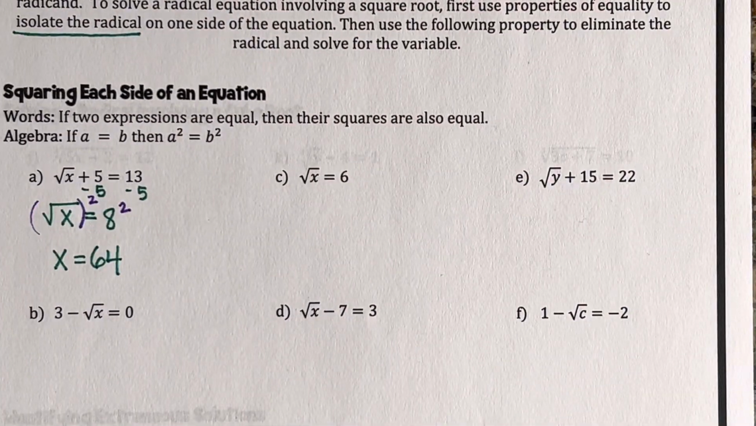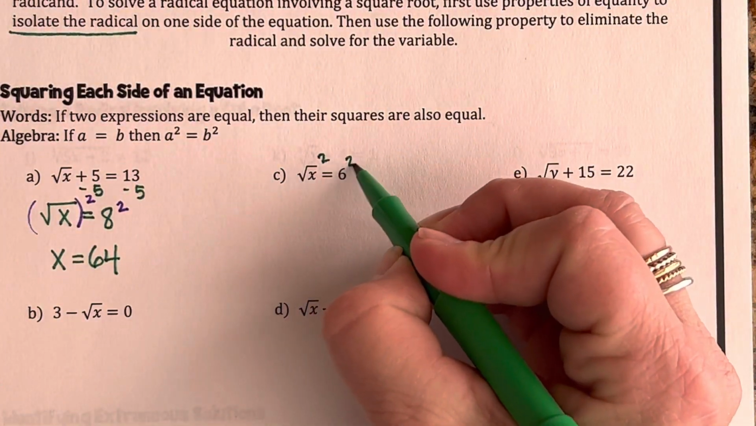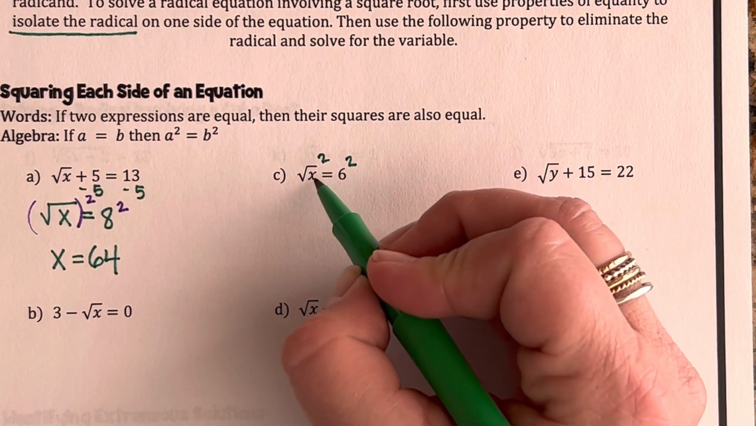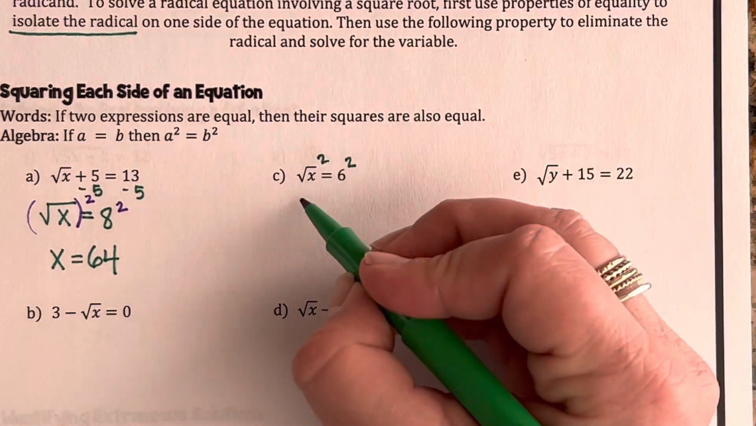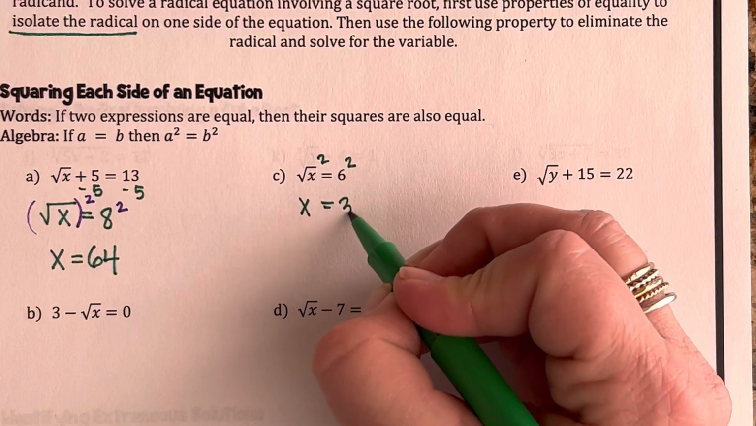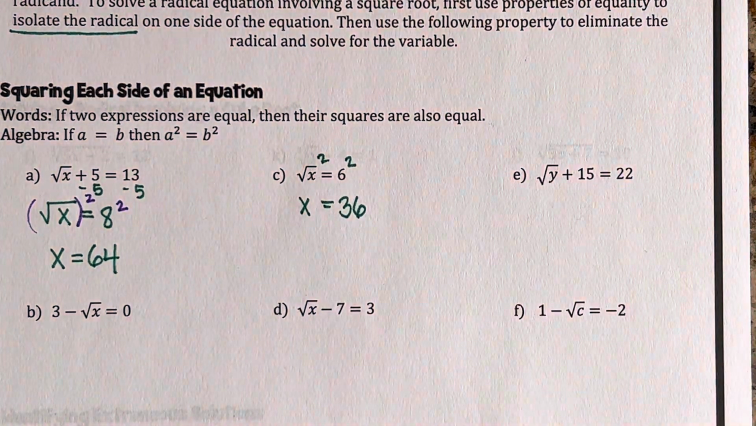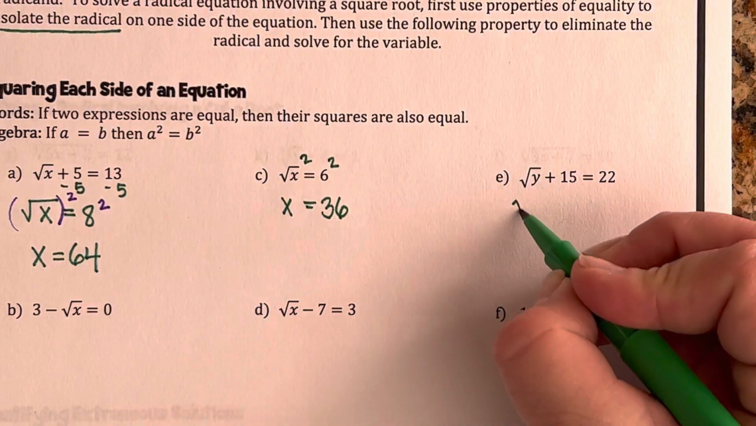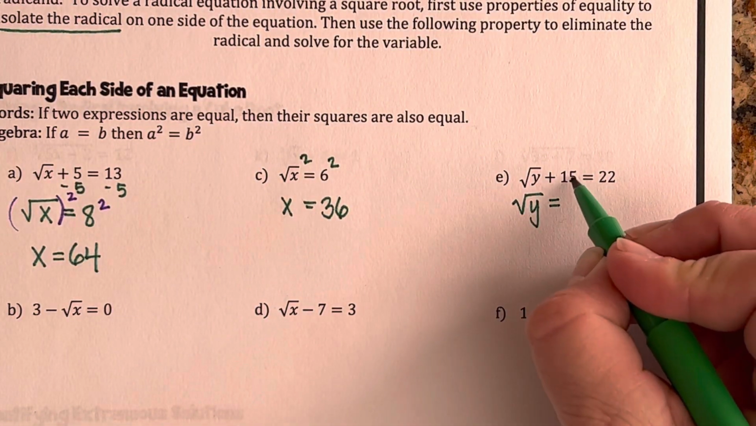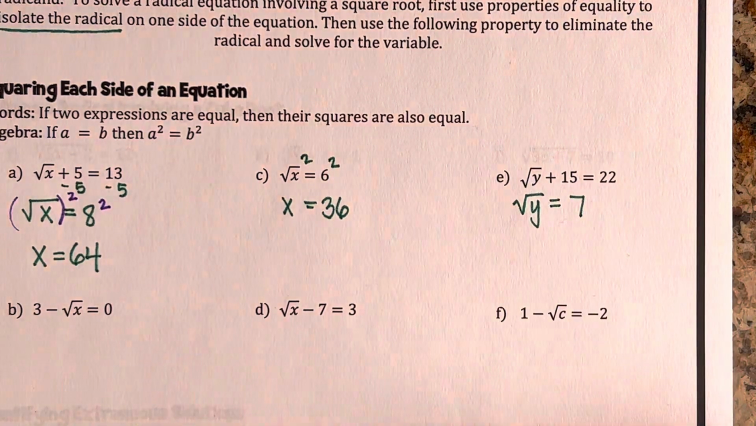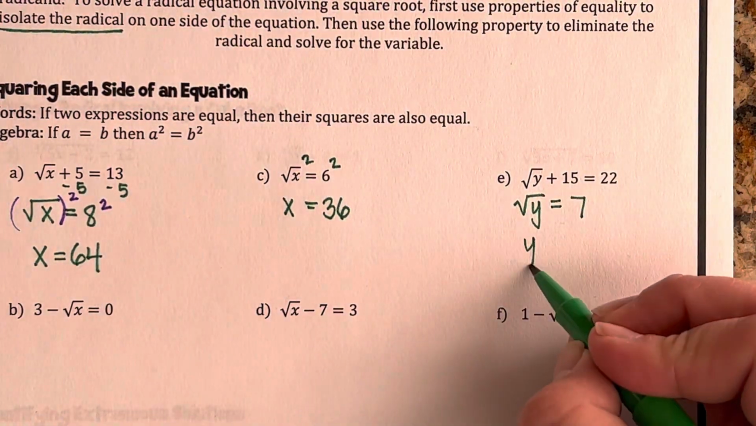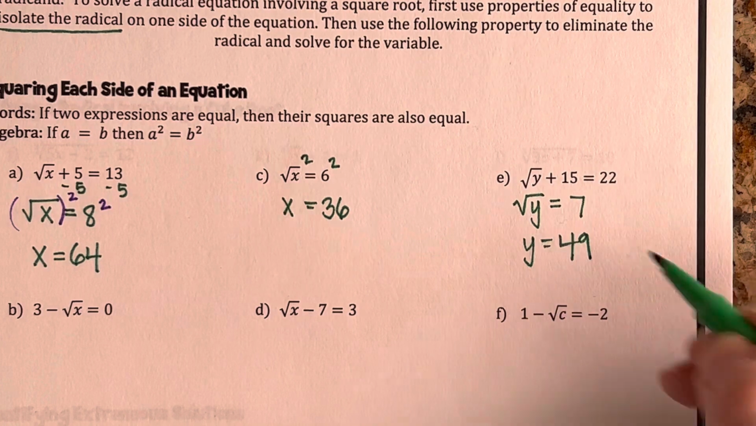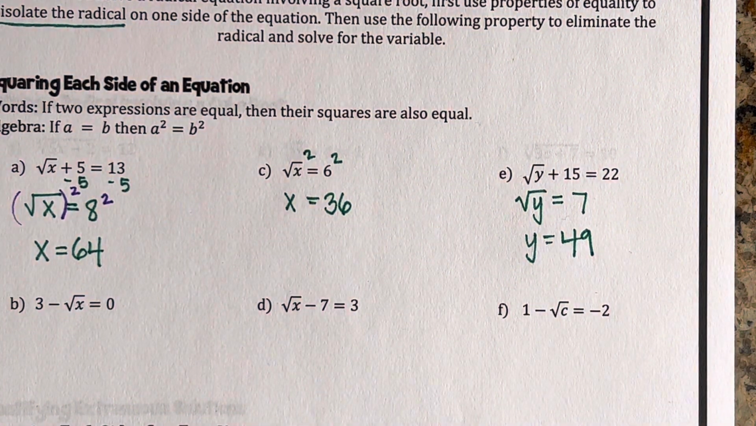Okay, so let's look at letter C. The radicand is already isolated. So all we have to do is square both sides. The square root of x squared is just x. 6 squared is 36. Okay, on the next one, we're going to isolate the radicand. So the square root of y equals, subtracting 15, 7. Then we're going to square both sides. So y equals 7 squared, which is 49.